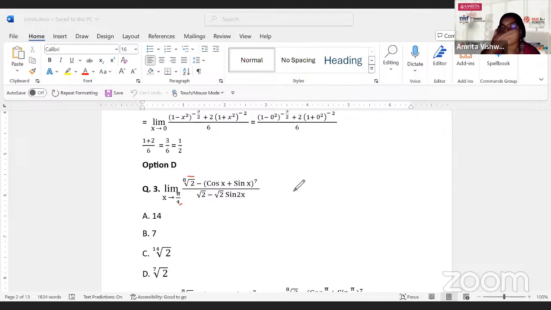If it comes to the term 0 by 0, you have to apply the L'Hospital rule. You have to differentiate the numerator separately and differentiate the denominator separately. Then try to apply the limit. So yes, just start doing. And the options here are something like 14, 17 and also 14 root 2 and 7 root 2. There is 14 root 2 and there is 7 root 2.